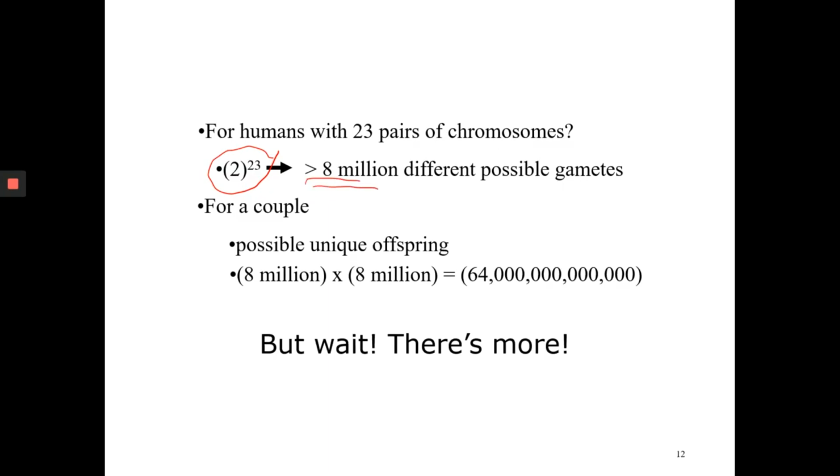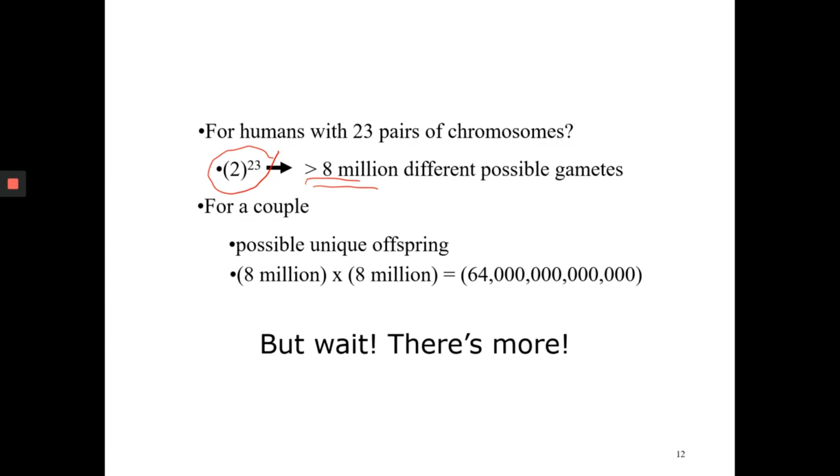Okay? So that means every single one of us can possibly make over 8 million different gametes. They all carry different combinations of chromosomes, so different genetic makeup. So when each gamete becomes a zygote and eventually a baby, that baby will have a unique genetic makeup. Then if the baby comes from another of your gametes, that's different.